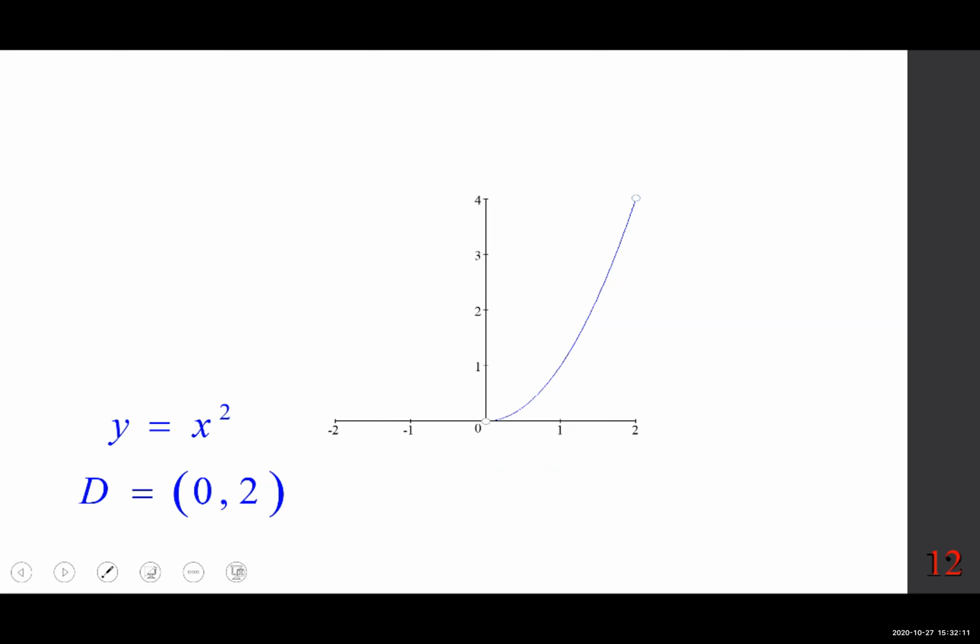What happens here, it's an open interval. The endpoints are not included, so we have nothing. Okay, we don't have a min, we don't have a max. Why is that? Simply put, they are not included. The endpoints are not included. And so we don't have a min or max.